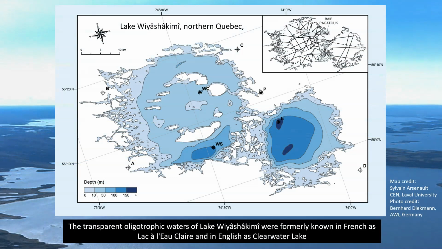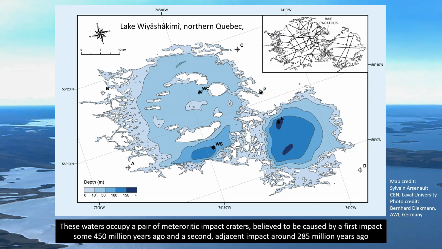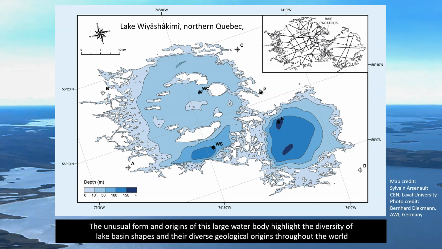The transparent oligotrophic waters of Lake Ouiachiquimi were formerly known in French as Lac à l'eau claire, and in English as Clearwater Lake. These waters occupy a pair of meteoritic impact craters, believed to be caused by a first impact some 450 million years ago, and a second adjacent impact around 285 million years ago. The unusual form and origins of this large water body highlight the diversity of lake basin shapes and their diverse geological origins throughout the world.